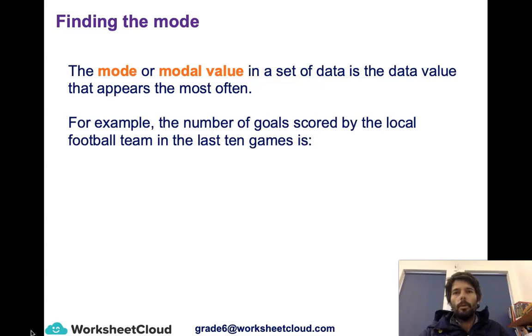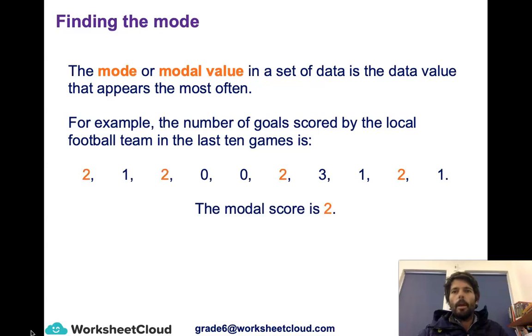So for example, the number of goals scored by the local football team in the last 10 games is 2, 1, 2, 0, 0, 2, 3, 1, 2, 1. So we now need to find the mode or the modal value of that set of numbers. And as you can see in the description of mode or modal value, it says the data value that appears the most often, and you can see the number 2 is the number that appears the most often, so therefore the modal score is 2.